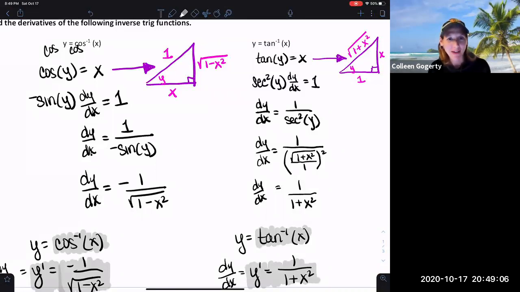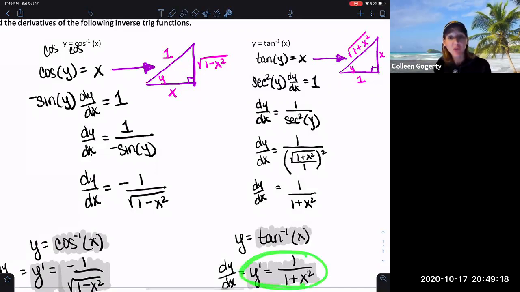Okay, so welcome back. How did you do? So if you take a look at this, did you end up finding out that the derivative of tan inverse is 1 over 1 plus x squared, okay? If you need to pause the video right now, please do so that you can follow the work that I have on the screen, okay?